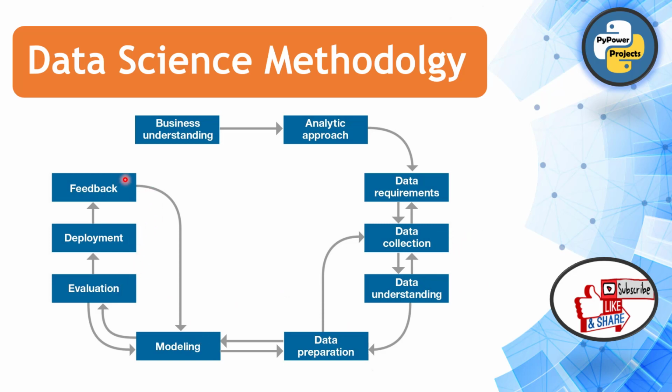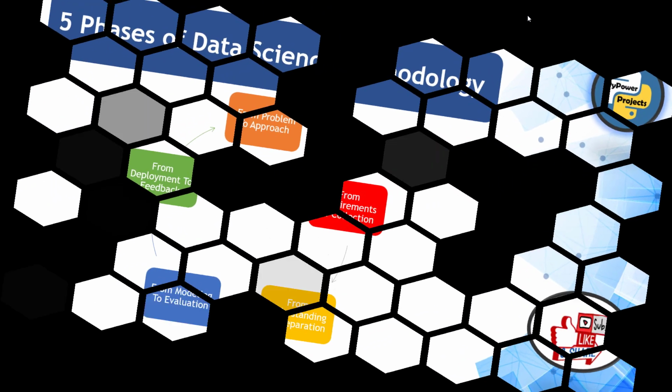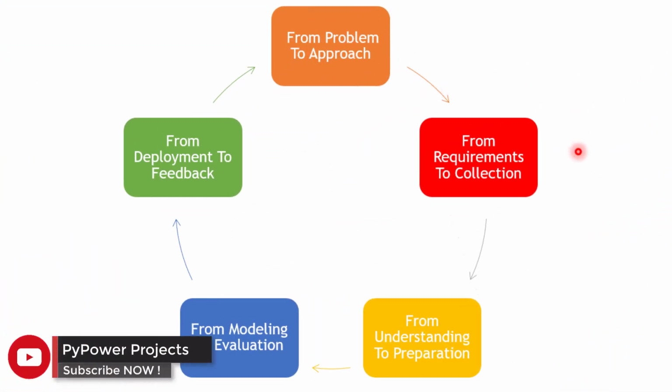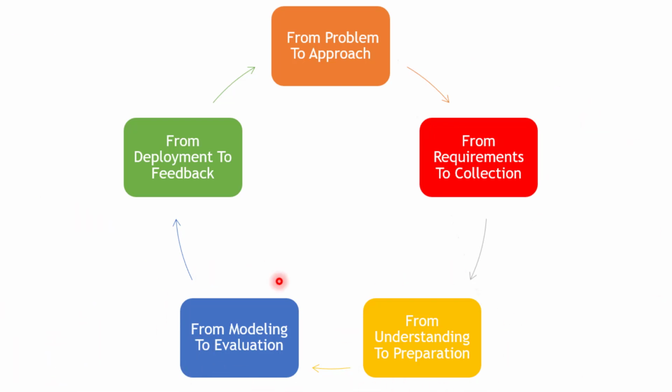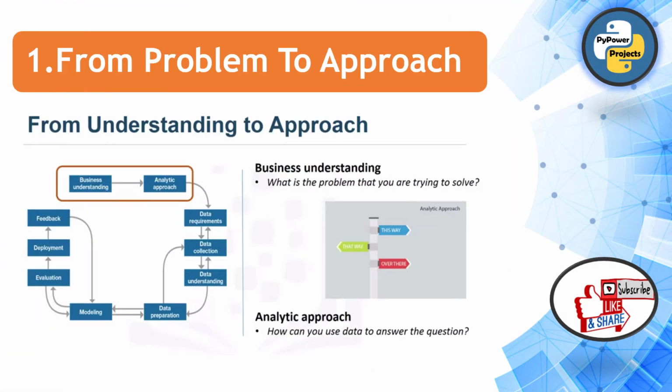and feedback stage. Okay, so let's divide these 10 stages into 5 phases, which is nothing but from problem to approach, from requirements, that is data requirements, to data collection, from understanding to preparation, from modeling to evaluation, and from deployment to feedback. So this is an important situation for a data scientist. So let's understand every phase one after another.